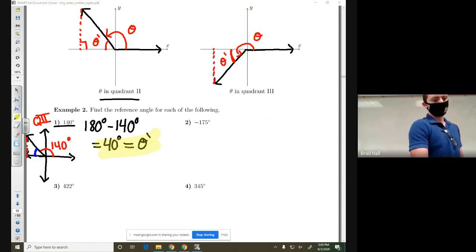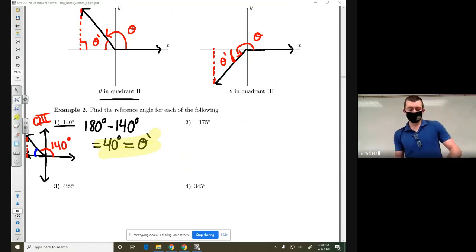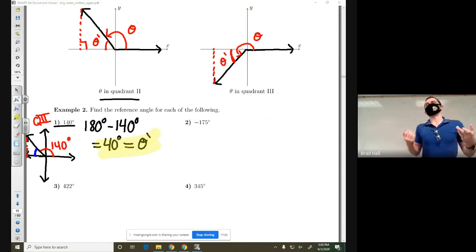Well, let's look at problem 2. What I generally like to do with negative angles is view them in terms of their least positive coterminal angle. So hopefully you all remember how to do that. The coterminal stuff, it's multiples of 360. Well, we want the least positive, so it would make sense to add 360.